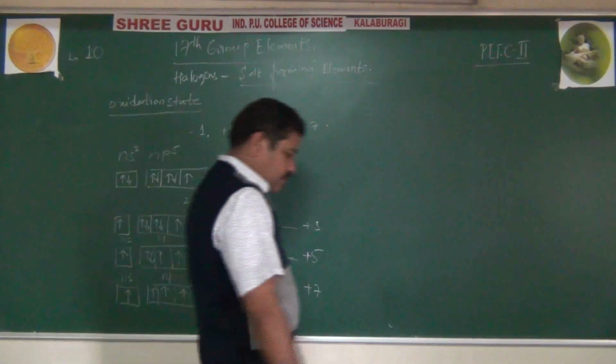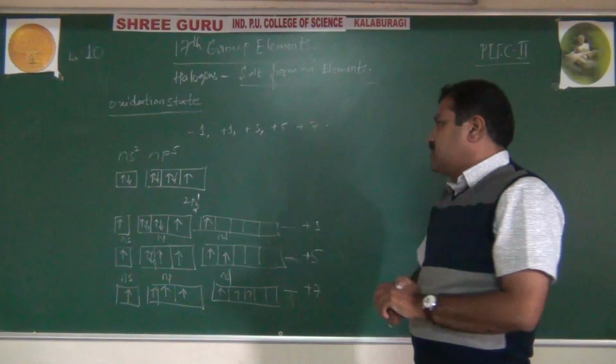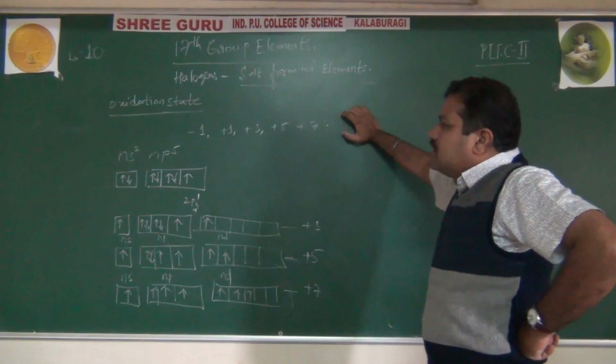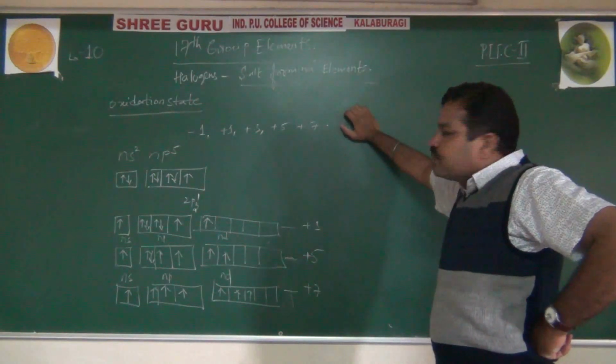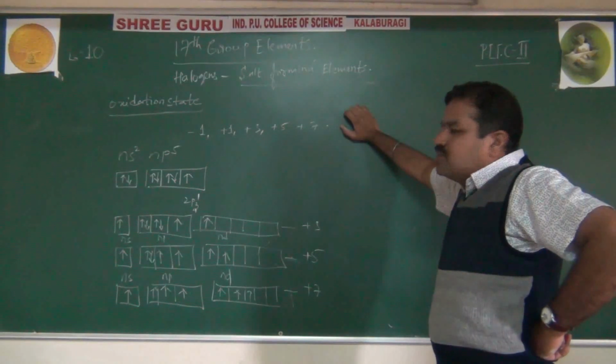So in this way, these halogens in the first excited state exhibit plus 3, in the second plus 5, and in the third plus 7. But normally minus 1 and plus 1. Okay? This is about the oxidation states exhibited by halogens.